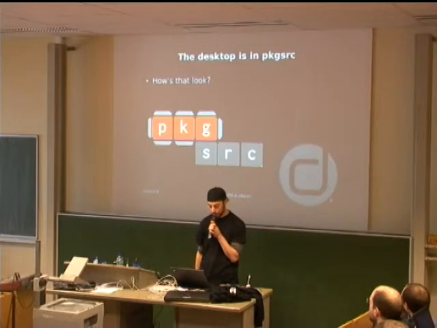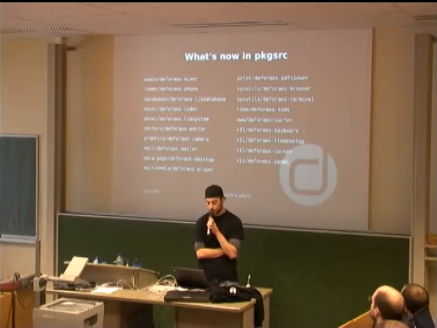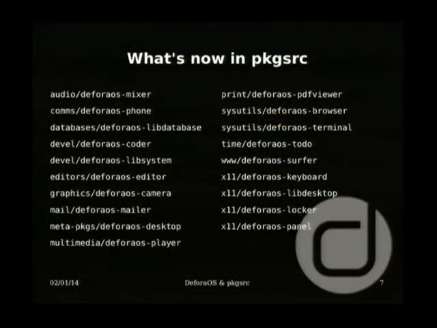And I'm going to let you know right now how it looks in pkgsrc, for instance, because the system is in pkgsrc. There's a number of packages which come from Deforaos in there, which I'm maintaining myself at the moment. In FreeBSD, I'm really lucky somebody is doing it for me, Olivier. Thanks, Olivier. Hi. But in pkgsrc, there is all of that right now. So as you can see, there are about 20 packages.